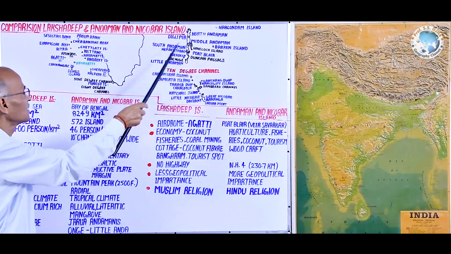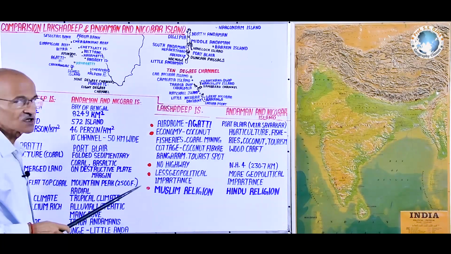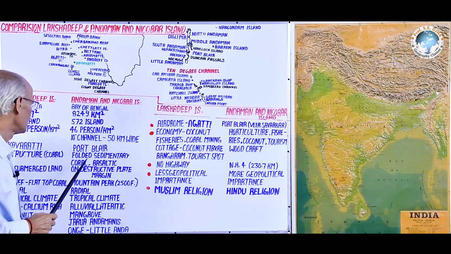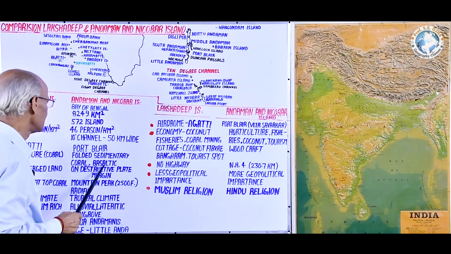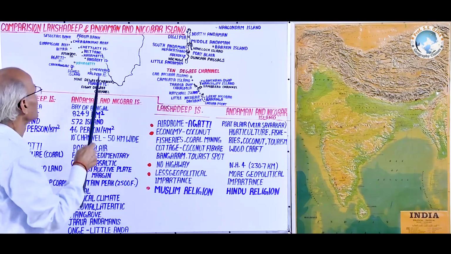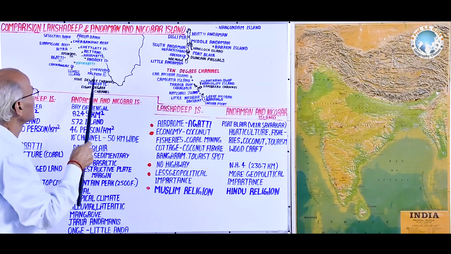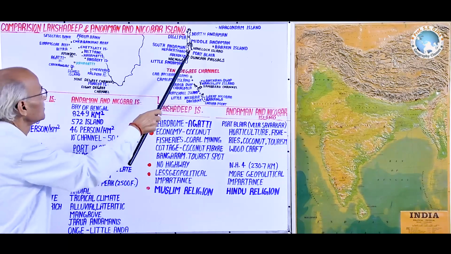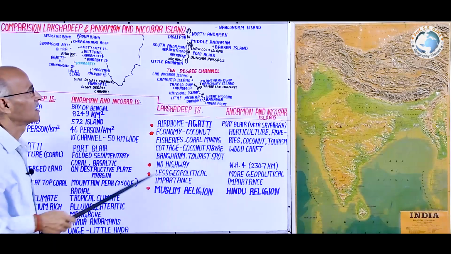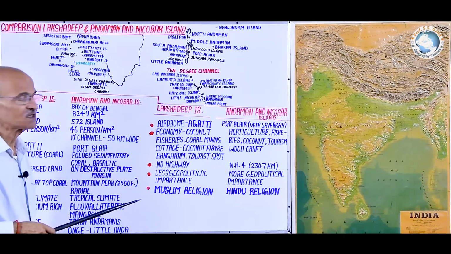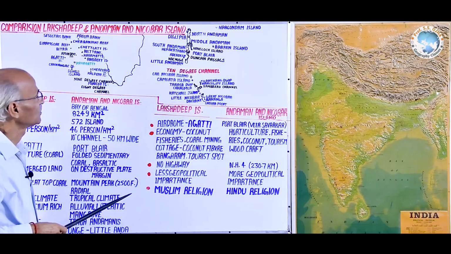That's why coral deposits in the coastal shallow waters are found there. Third is basaltic. Here there is no basaltic deposition. Contrary to it, here especially Barren and Narcondam are of basaltic structure because they are of volcanic origin.